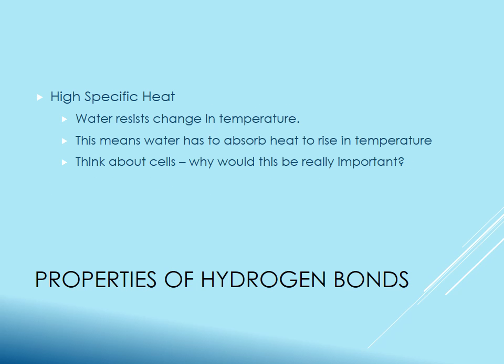The first property is called high specific heat. Some people call this something a little bit different. Some people will call this heat capacity. Whichever way you want to remember that, that's cool with me. But high specific heat is when water resists change in temperature. It means basically water has to absorb a lot of energy, a lot of heat, in order to see an increase in temperature, or it has to lose a lot of heat before it changes temperature. And this is really important when it comes to us because it maintains our body temperatures very well. It makes sure our cells don't suddenly change temperature, which would be really dangerous.